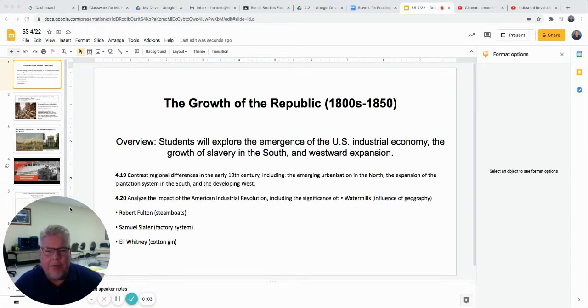All right, so we are moving right along in our review of the standards we've learned this year. We've already started all the way back at the first standard, and today we're on standards 19 and 20. So we've reviewed a lot already too.